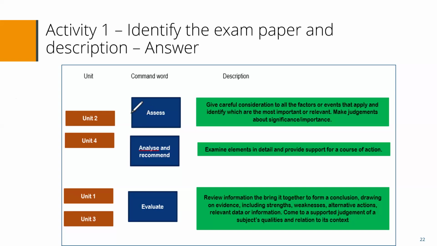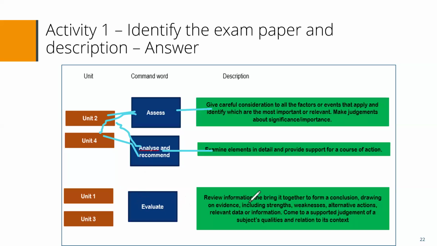So in other words, assess can be found in Unit 2, and it can be found in Unit 4. Right? Analyze and recommend can be found in Unit 2. It can be found in Unit 4. Lovely straight lines I've got here. Okay. And these two here, give careful consideration, is a definition of assess, and examine elements in detail and provide support is the definition for those with units 1 and 3, and it's review information they bring together to form a conclusion. So it's important, I think.